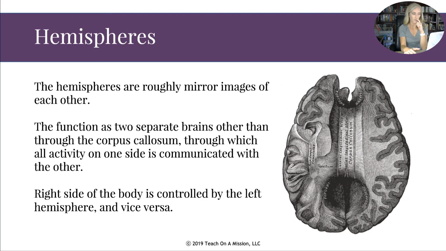I think that's incredible. The right side of the body is controlled by the left hemisphere. The left side of the body is controlled by the right hemisphere. So the peripheral nervous system, all your sensory and motor neurons, go into your spine, come up to the top, and then they switch. Right? So it's right below the brain stem that they make that switch.